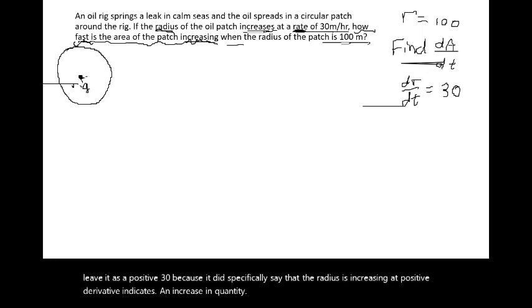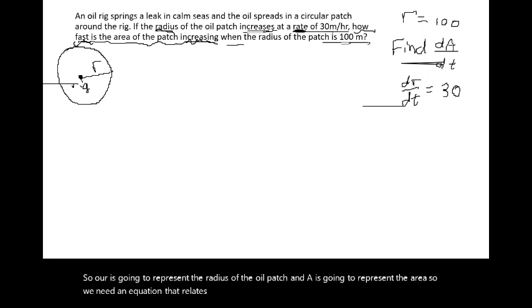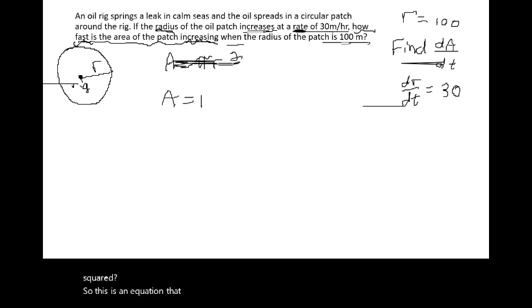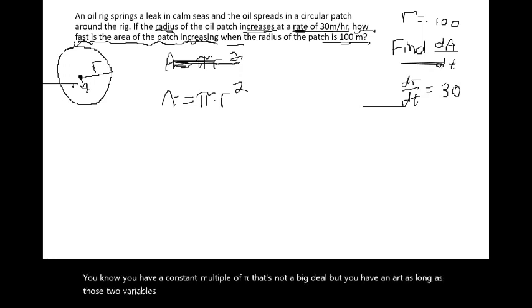So r is going to represent the radius of the oil patch, and A is going to represent the area. So we need an equation that relates A and r. What's the area of a circle? The area of a circle is pi r squared. So this is an equation that relates all of our variables. You have a constant multiple of pi, that's not a big deal, but you have A and r. As long as those two variables are in there with no extra variables, then you're all set.